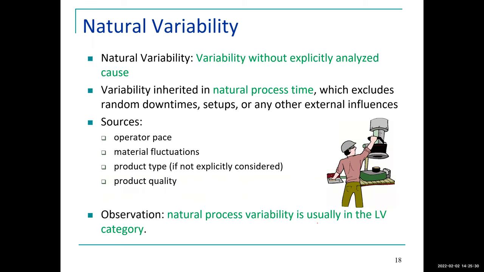So first, we have what we call the natural variability. And these are the type of events or things that will impact your process, but they don't have an explicitly analyzed cause. So for example, variability inherent in the natural processing time, which excludes random downtimes, setups, and any other external influence. Sources of natural variability can be the operator pace. Or maybe you have an operator that is faster than another operator, but that's embedded into the process. Material fluctuations, the product type if it is not explicitly considered, and the product quality. However, this type of variability typically is in the lower bound or low variability category.